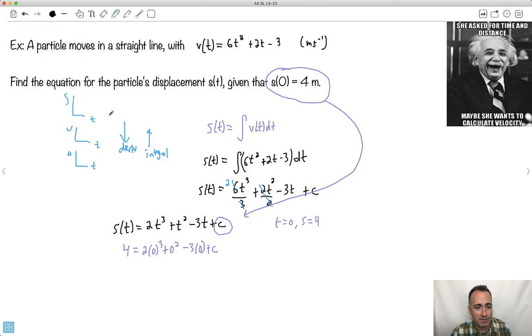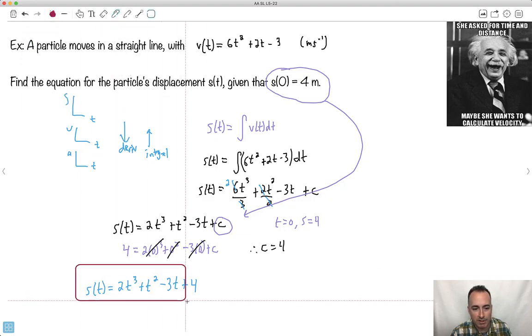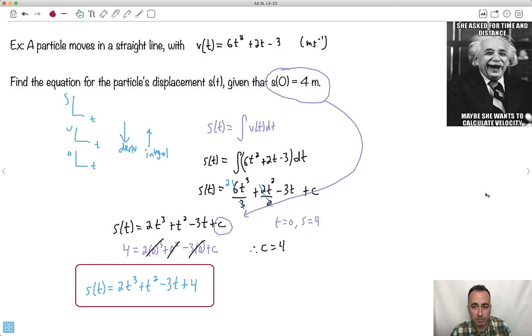Well, look carefully what happens here. This cancels out, this cancels out, this cancels out. So what do I have? C equals 4. So finally, my final answer is s of t equals 2t cubed plus t squared minus 3t plus 4. That's my answer. So do you notice we're just practicing and playing with integrals? The key was to solve it conceptually. That was this piece right here. Then you just used your information, and we're using what we've learned before.